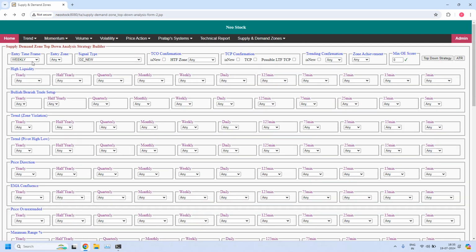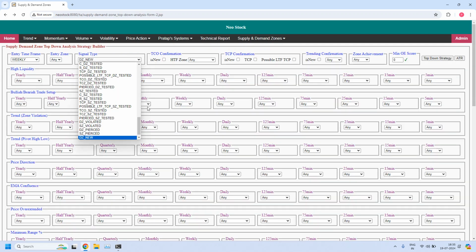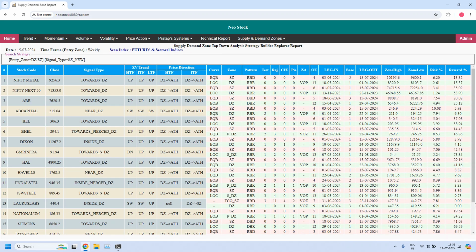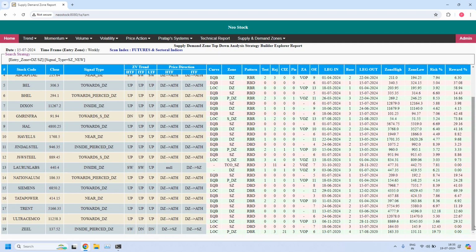So I'm going back. For weekly time frame, let us identify the weekly supply zones created during this week. So good number of supply zones are created during this week. Let me scroll the list down. So total 19 stocks are filtered.